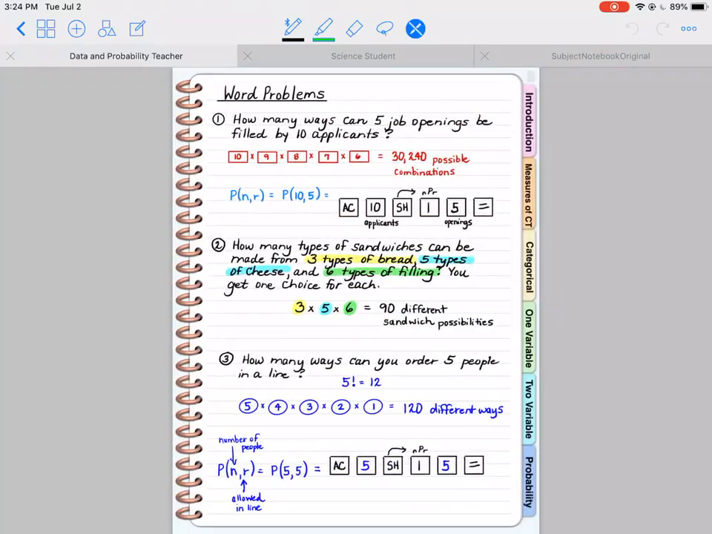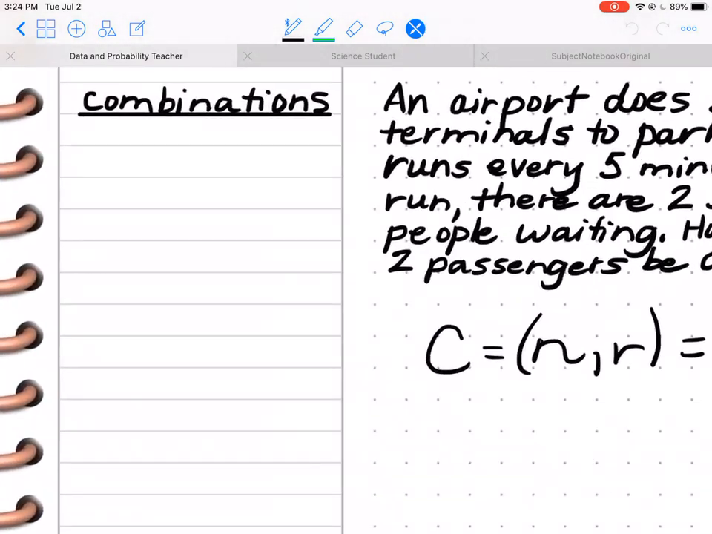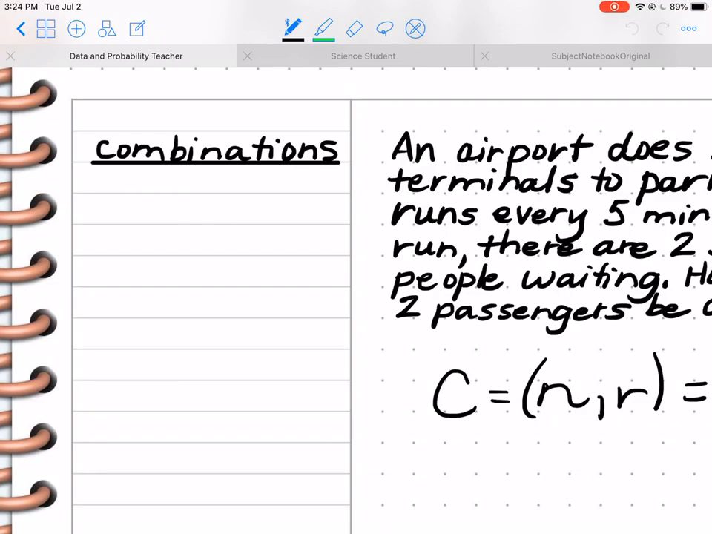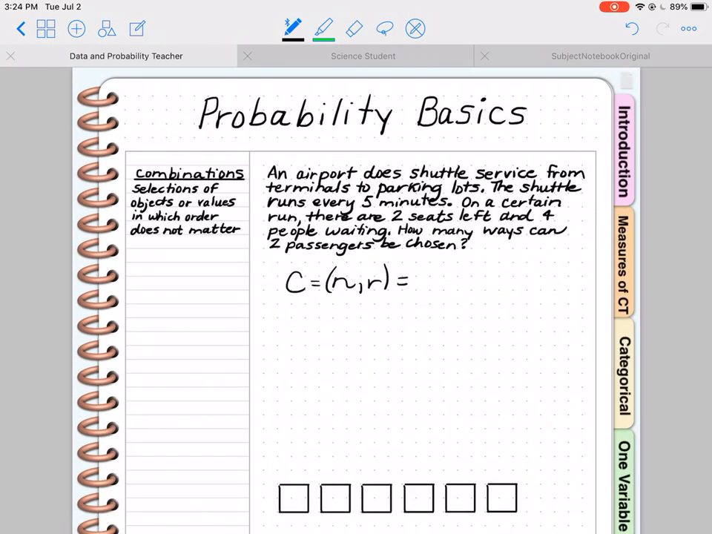We are looking at combinations today, and I want to start by giving you the definition of combination. It's very similar to permutation, except for one thing. Combinations are selections of objects, so we're still selecting objects or values in which order does not matter. So this time there's no first, second, third place. Order doesn't matter. We're just picking combinations of things without worrying about which is first and second and so on.